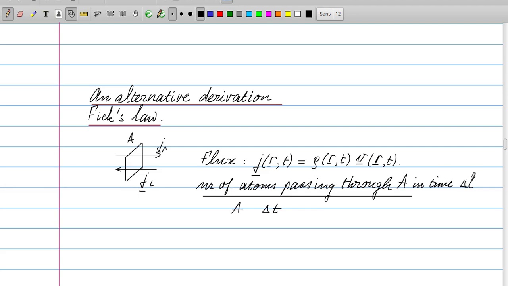delta t. Of course, if I wait twice as long, I will have twice as many particles, so dividing by delta t makes it independent of this delta t, and the same holds for the area. If I double the area, I have twice as many particles passing through it. And Fick's law tells us that the flux through this area is given as the density of the particles, just the number of particles per volume, times their velocity, times their average velocity. And I will now derive that law in some detail.